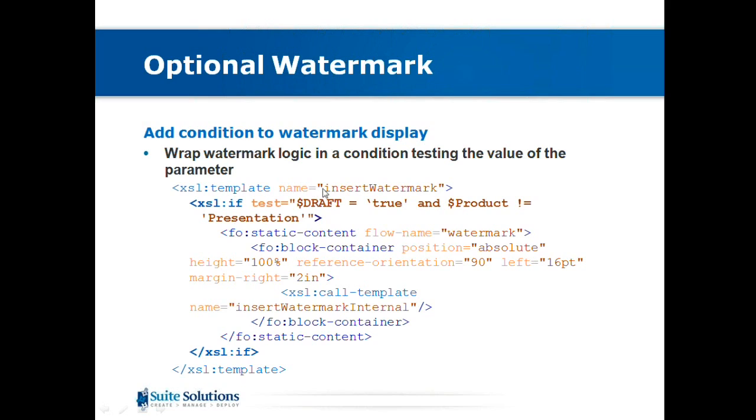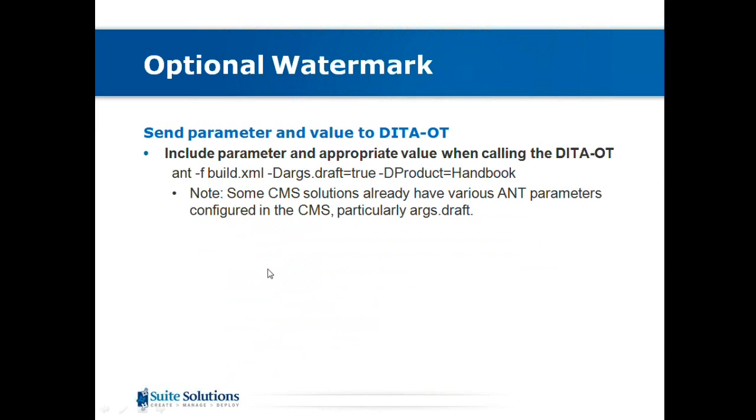Last, you need to send the parameter and the value to the DITA OT. When you're actually calling the DITA OT, you add in your parameter and the value for it, whether it's an existing one, whether it's a custom one. This is if you're just calling the DITA OT from the command line. If you're using a CMS to call it, then you'll need to configure it together with your CMS vendor, as each CMS works differently. Some CMS solutions already have a lot of the existing parameters configured in the CMS, particularly arg.draft. So that's something to make sure to ask them about.